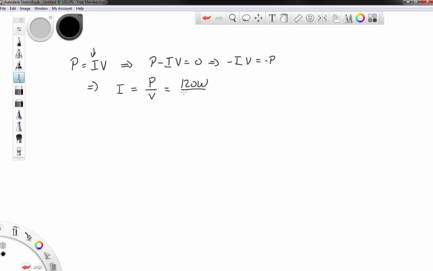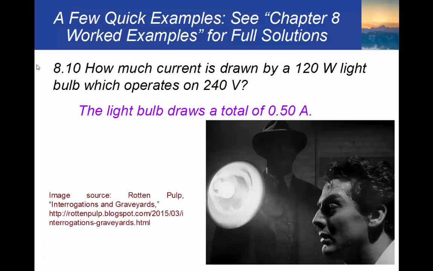So that means that the current should be the power divided by the voltage. The power was given as 120 watts. The voltage was given as 240 volts. So the current needed is 0.5 amps. And again, you need to keep track of significant figures. There's at least 2 in this problem. You could argue that there's a third significant figure, so it should be 0.50 amps, or if all of these zeros are significant, then it's 0.500 amps.